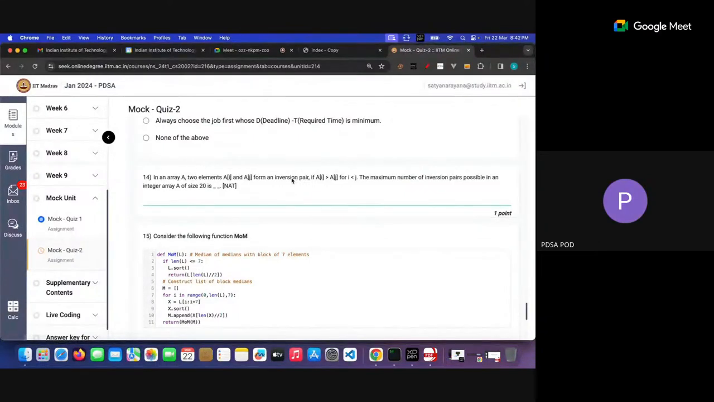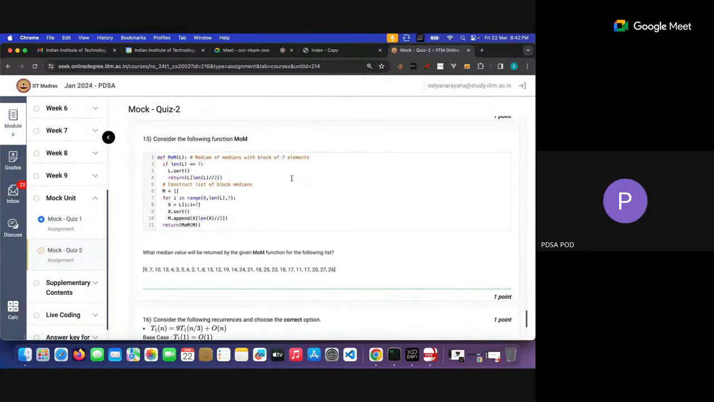So this 14th question is straightforward. What is the direct formula that was given? n(n-1)/2. It is definitely 20 into 19, divided by 2, which results in 190, I think. Yeah, it's a direct question.